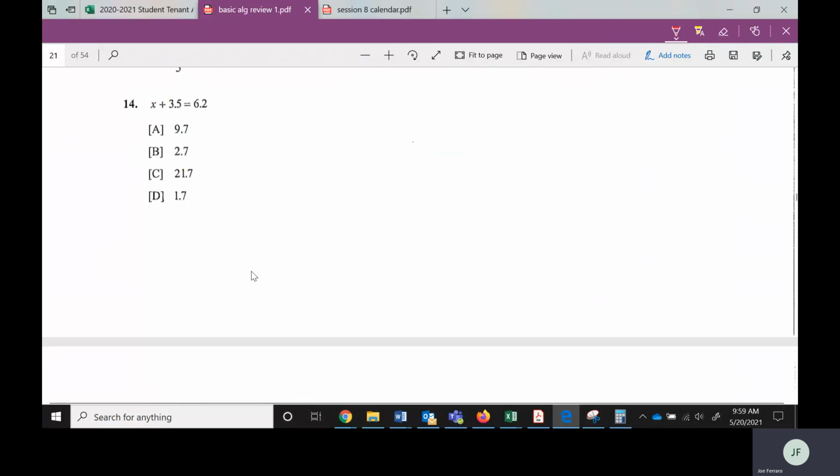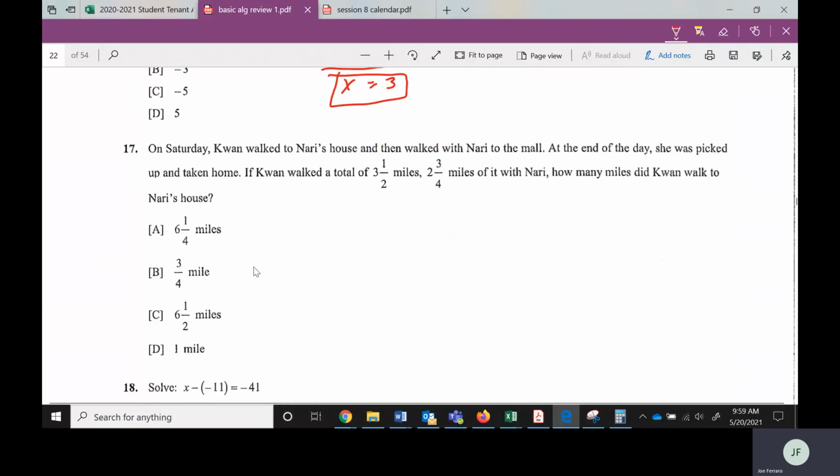Last word problem. Okay. Now again, there's fractions involved, but don't freak out at that. It said that on Saturday, Kwan walked to Nari's house and then walked with Nari to the mall. Okay, at the end of the day, she was picked up and taken home. So there's no walking at the end. So this is all about walking to the mall. That's all that sentence means.